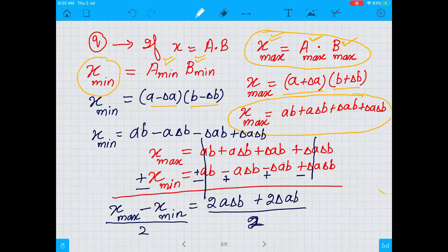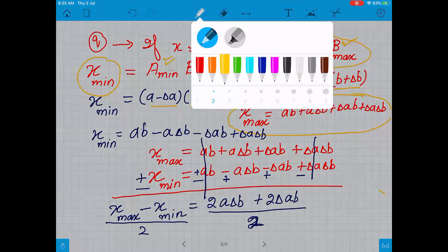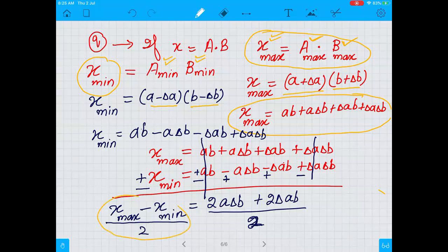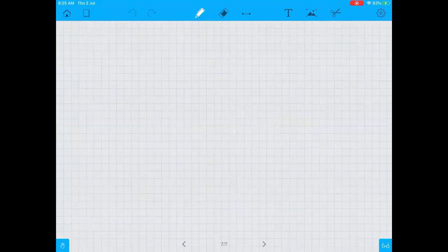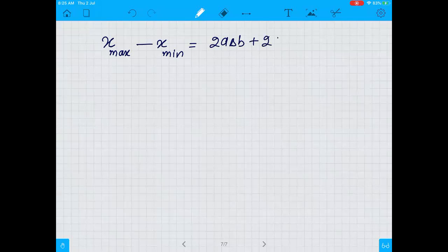Uncertainty is basically half of the range. So what we did, we divided the range of values by 2, and that would become equal to the uncertainty. So finally what we achieved is, as you see, the maximum value of x minus the minimum value of x was equal to 2 times A delta B plus 2 times delta B A, and we divided by 2 on both sides.